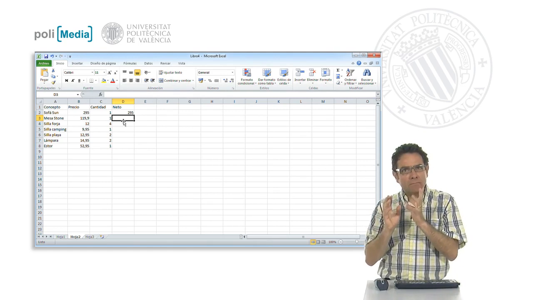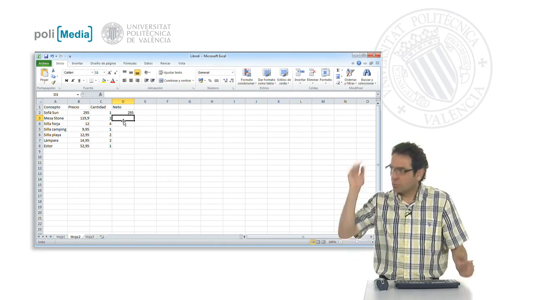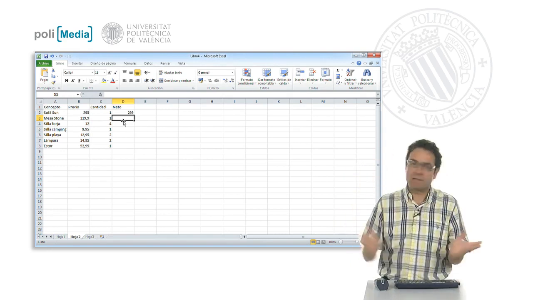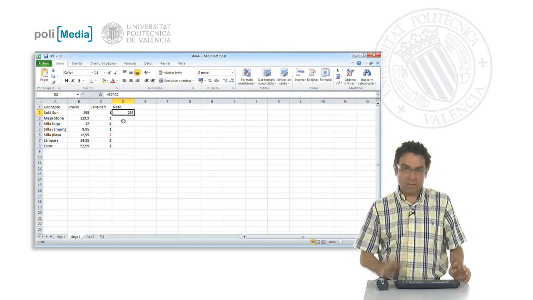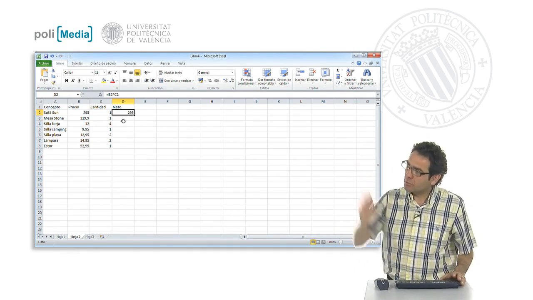Making the most of the fact that we already have it here, what can we do in order not to have to introduce all the rest? This spreadsheet is very small, but it could be very big. We're going to want to harness the information that we have already introduced in the Excel.